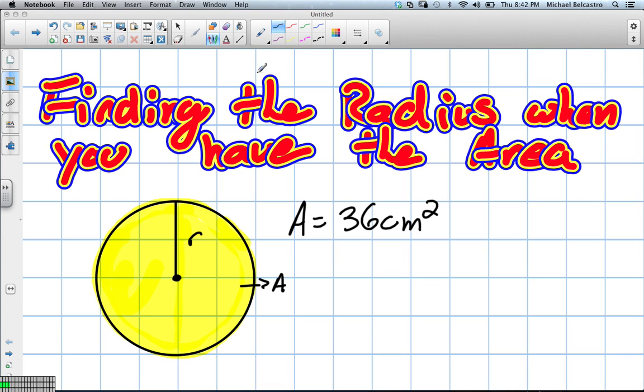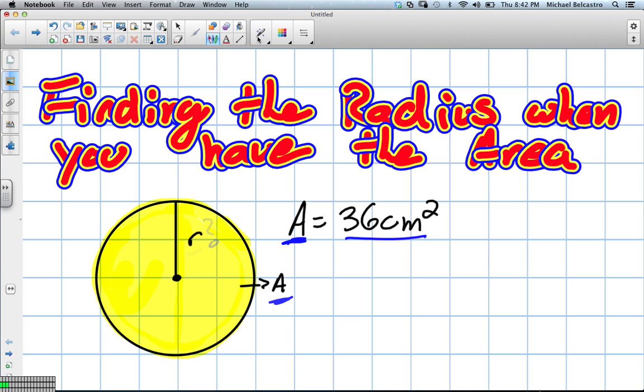Okay, we're going to go on finding the radius when you have the area of a circle. We've represented the area of the circle by what we've colored in yellow in this circle here. We've highlighted it. We don't know the radius, it's kind of unknown to us, but the area is something we know. Area is equal to 36 centimeters squared.